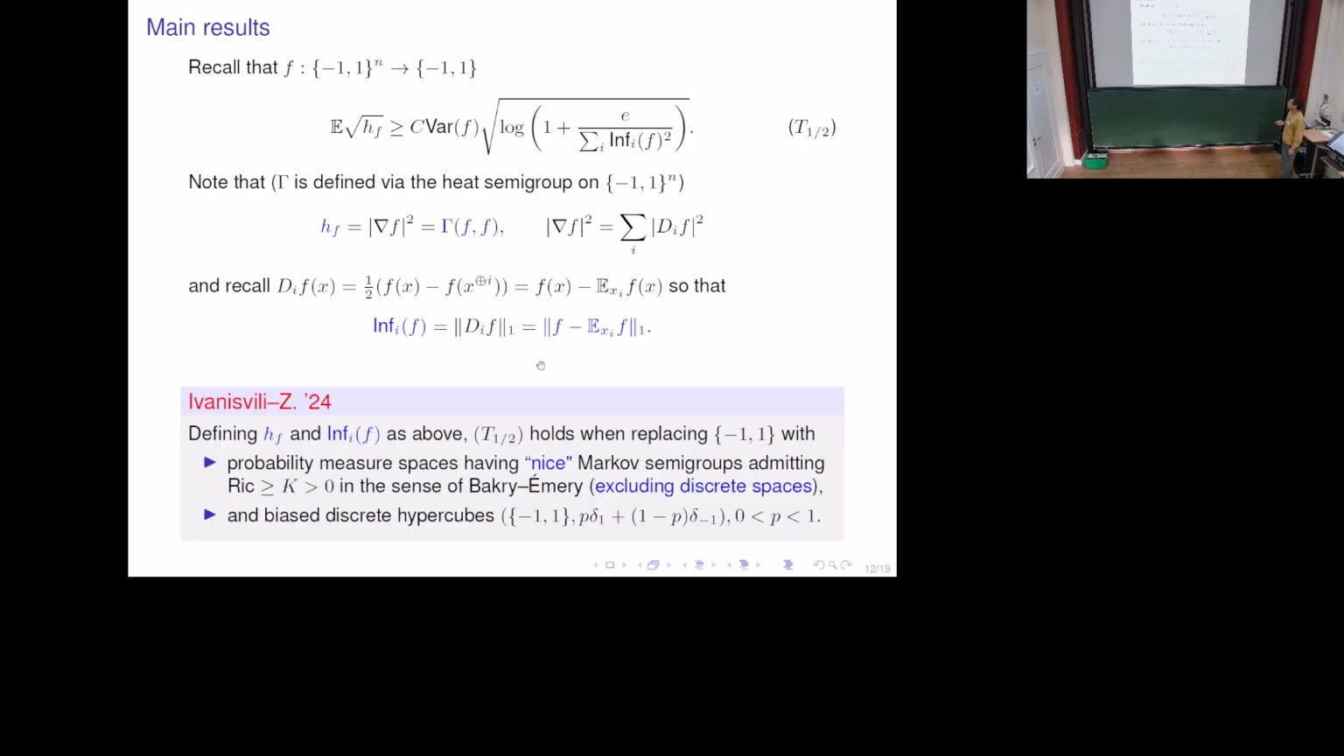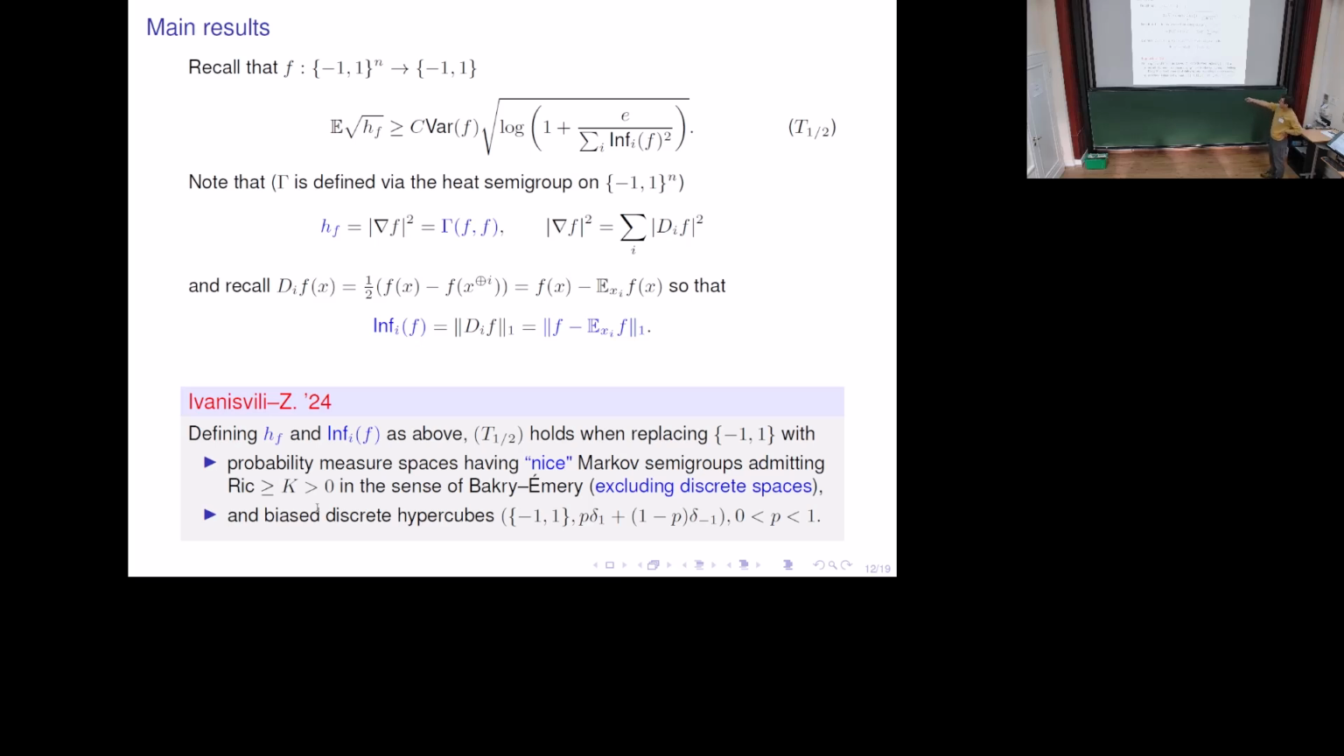Having this, we can state our main result. If you define the sensitivity and the influence as above, so that you can talk about them for more general spaces as long as you have a good semigroup, then this inequality by Talagrand, with p being 1/2, is valid when you replace the Boolean cube with, first of all, probability measures that have nice semigroups, such as a Gaussian space with the Ornstein-Uhlenbeck semigroup, admitting a Ricci curvature lower bound in the sense of Bakry and Émery, and we require this lower bound to be strictly positive, which is very often the story in this picture.